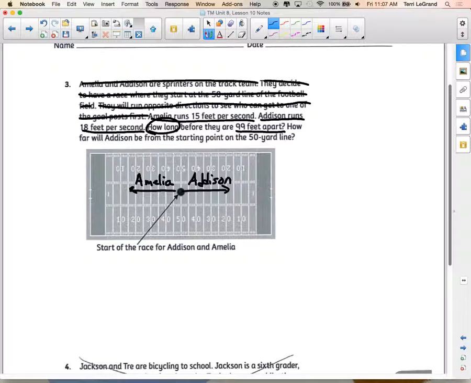So are either of them going to be able to get to the goalpost in this time that we're talking about? No, the question wasn't how long will it take them to get to the goalpost. It says how long before they are 99 feet apart, which we just decided is 33 yards. But what is their feet per second? So we're going to keep it as feet. So we're going to say from here to here has to be 99 feet. Okay? They're going to be 99 feet apart.